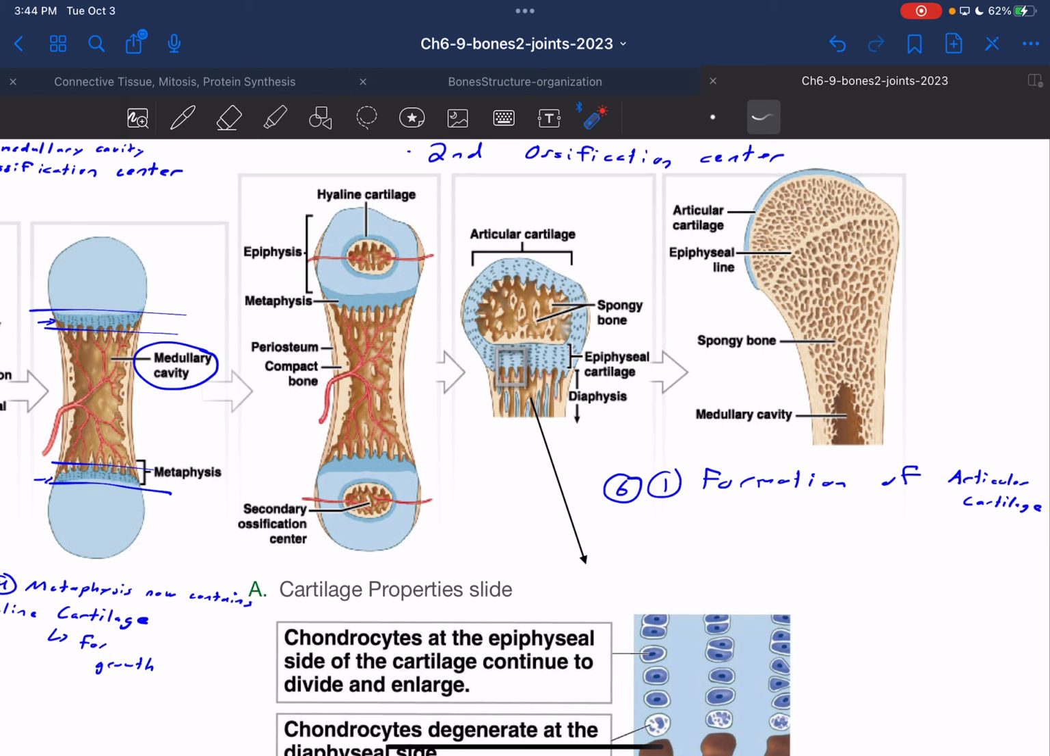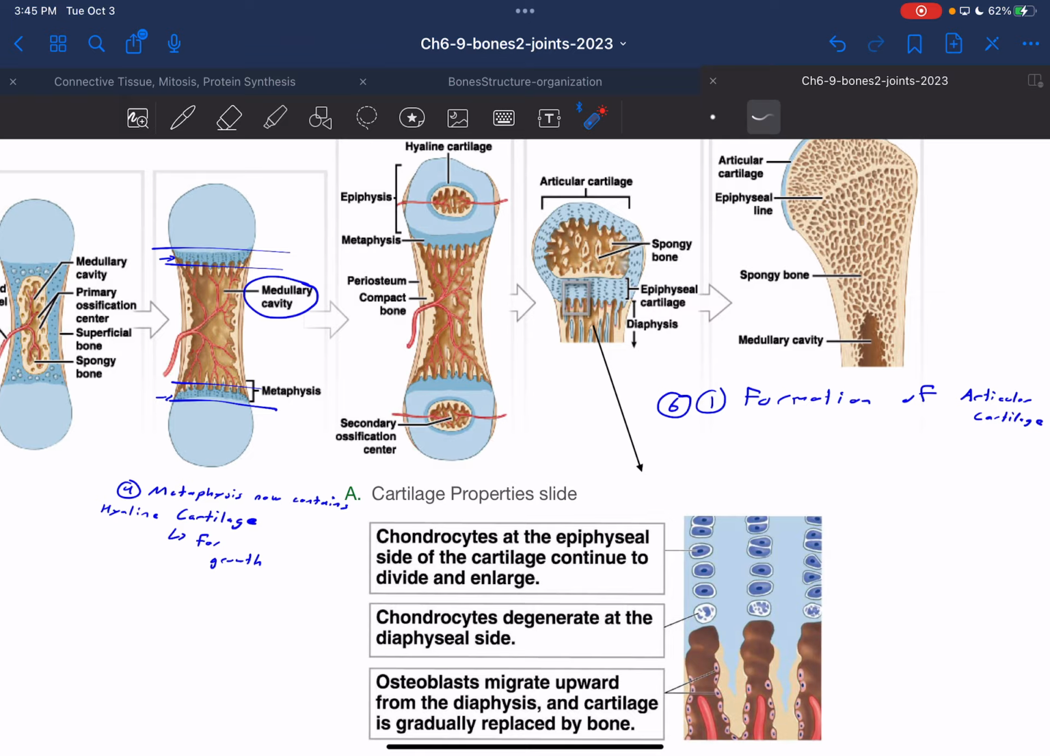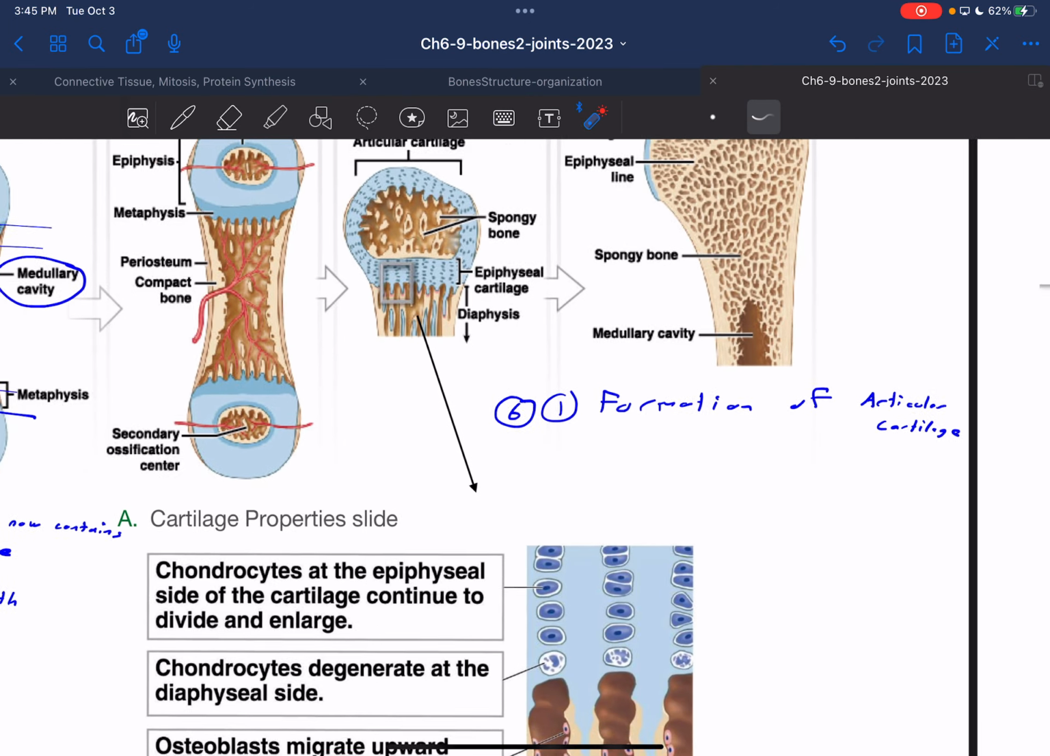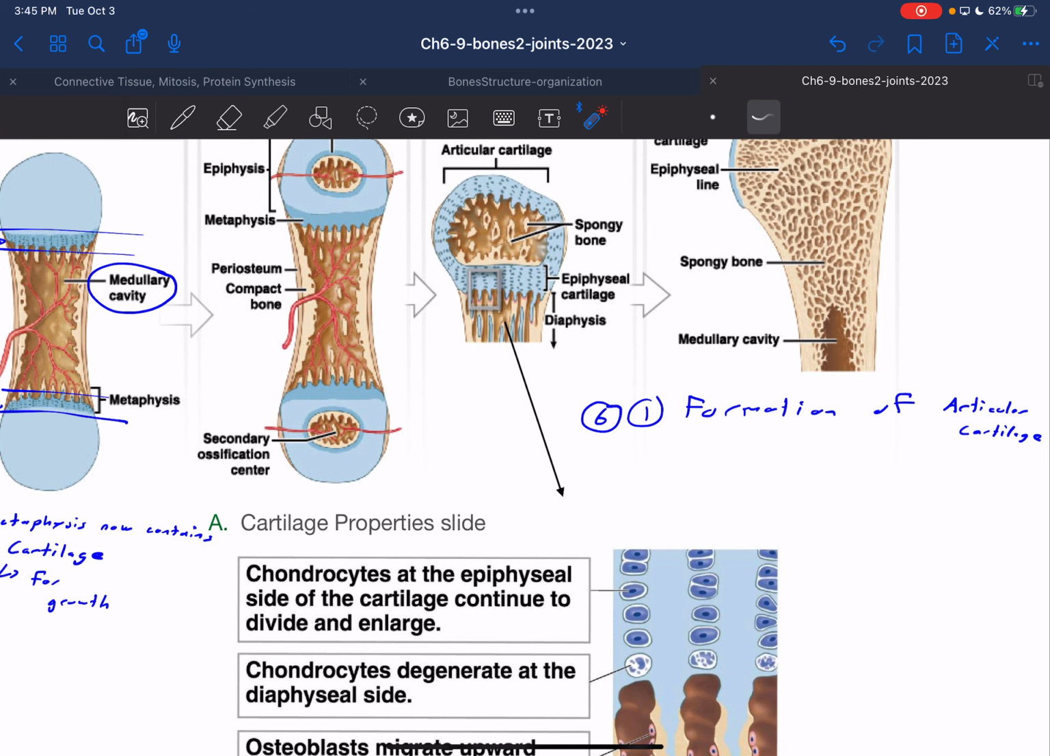Recall that our articular cartilage is this cartilage up here on the humerus bone, on the end of bones, that makes sure that there's no grinding between the actual bone tissues themselves. The cartilage is a boundary. And so you can see how it gets there into adulthood: there's cartilage still here as it's growing, and into adulthood that articular cartilage just gets left at the very top. So at number 1, we have the formation of our articular cartilage.